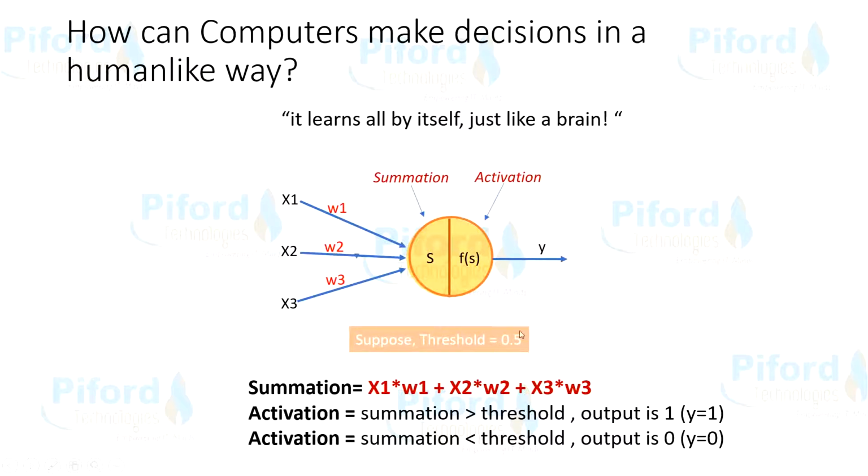We assume that the threshold value is 0.5 and we compare it with the output of summation. If the summation output is greater than the threshold of 0.5, then the output y will be 1. If the output of the summation block is less than 0.5, then the output will be 0. So this is what a perceptron does. This is what an artificial neuron does.